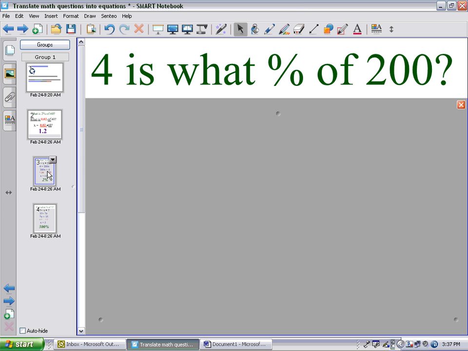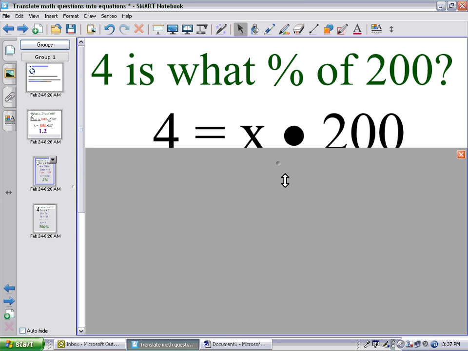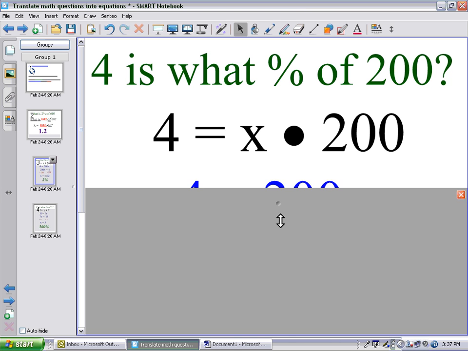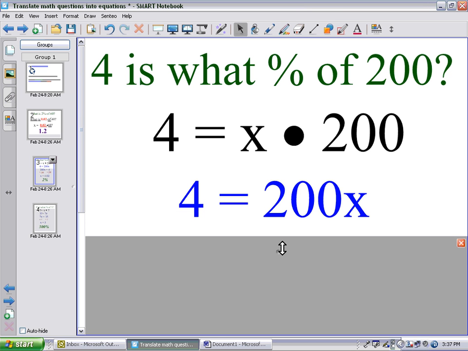Now, I go through and translate this English question exactly the same way as I normally did. Bring down the 4, is becomes an equal sign, what becomes an x, of becomes multiplication, and last but not least, bringing down the 200. Now remember when I'm solving an equation, x times 200 on the right-hand side simplifies to being 200x. Anytime you multiply a number times a variable, you just stick them together with the number out front.